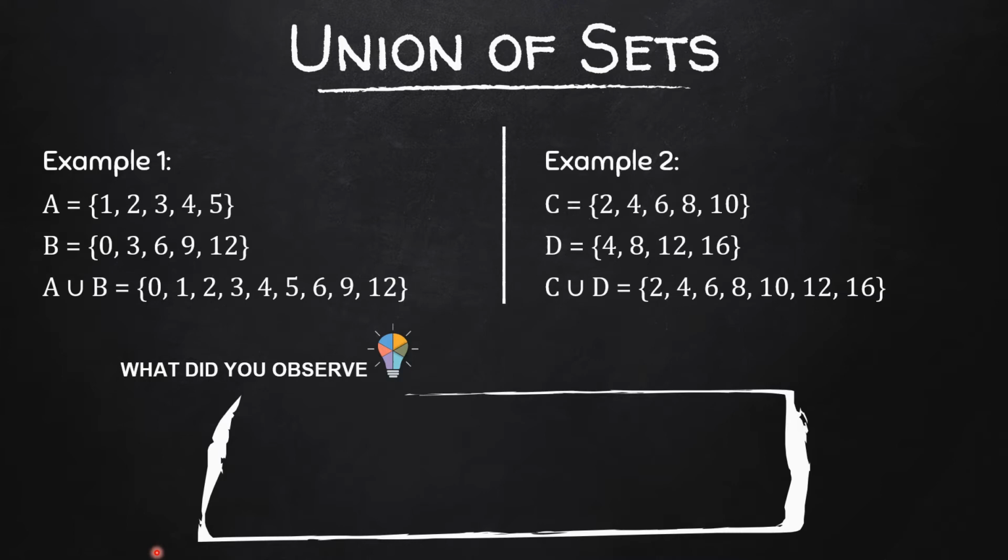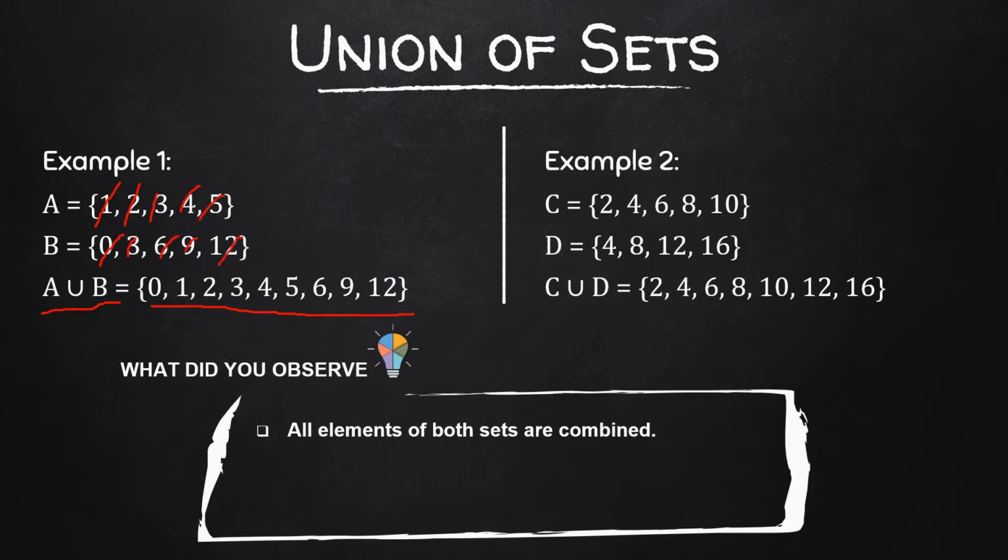Time's up. Let's see. All elements of both sets are combined. For example, here in number 1, we have set A with elements 1, 2, 3, 4, and 5, and set B with elements 0, 3, 6, 9, 12. Once we get A union B, we will have 0, 1, 2, 3, 4, 5, 6, 9, and 12. So all the elements of sets A and B are combined.